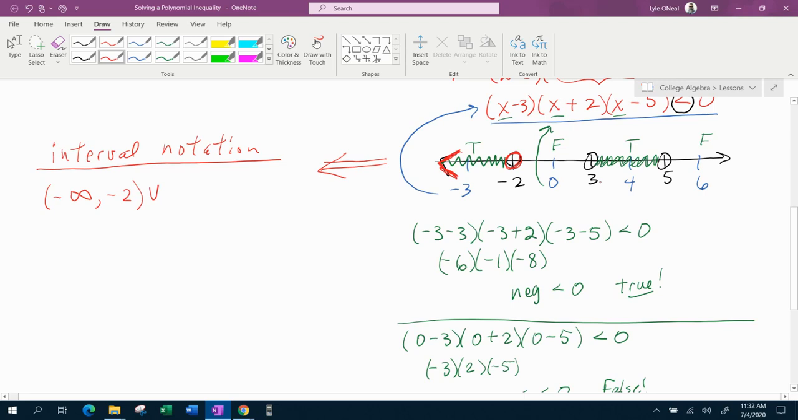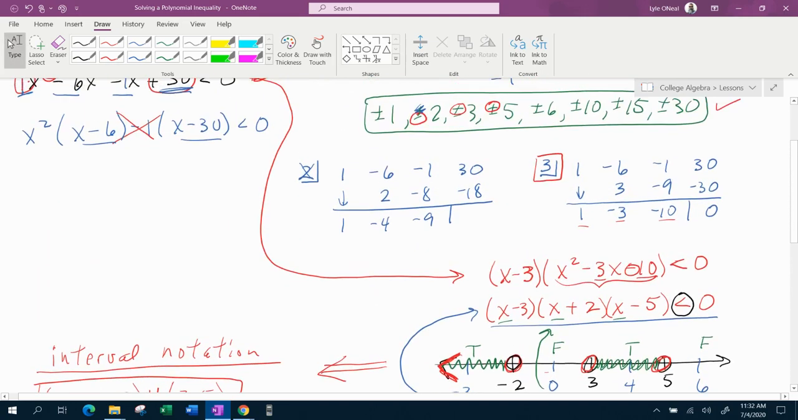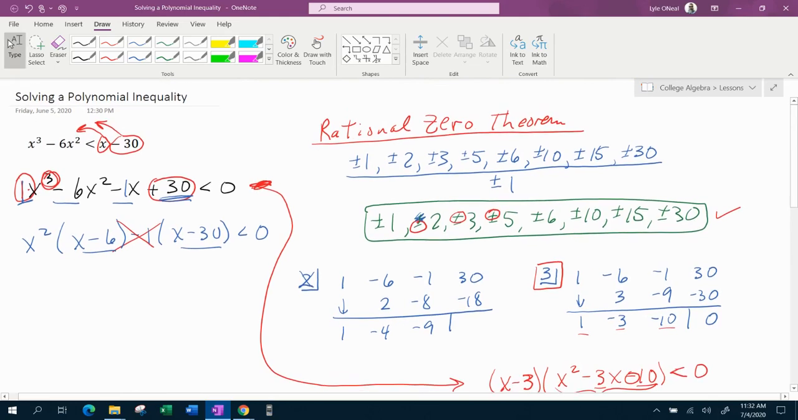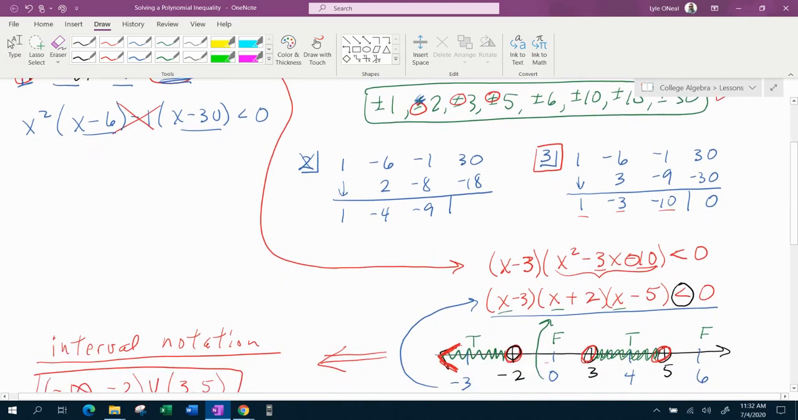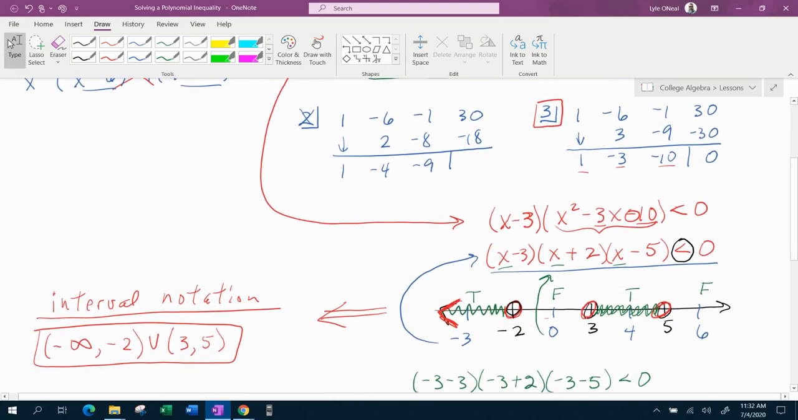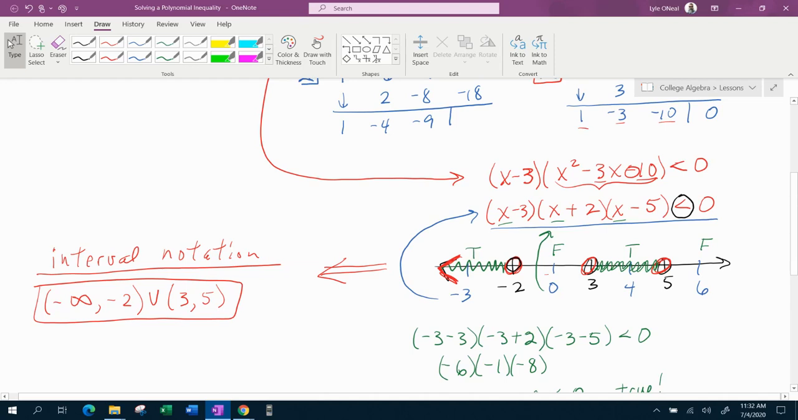And then I'm going to use a union symbol because there's a gap. And then I have another interval, which is going to go from 3 to 5. And again, those both get parentheses because those are both open circles. And there is the solution in interval notation. And that is an example of how to solve a polynomial inequality of degree 3, where you have to use the rational zero theorem combined with synthetic division to get your polynomial factored.